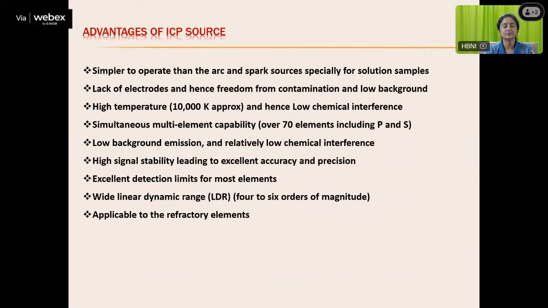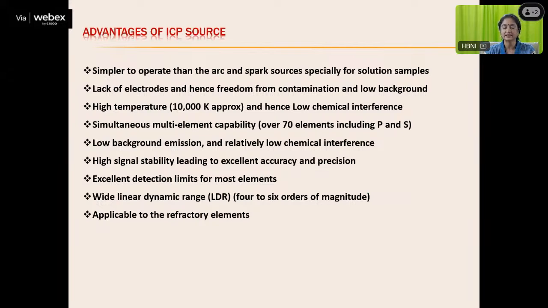Now, advantages of ICP. As I have told you, ICP is the widely used source. So what are the advantages? Why it is so widely used a source for atomic emission spectroscopy is that it is simpler to operate than the arc spark sources, especially for solution samples. And you know that for each material we can make it a solution. And also there are solid sampling techniques which can be associated with the ICP, like laser ablation and all.